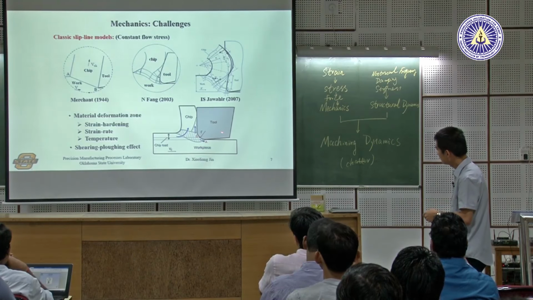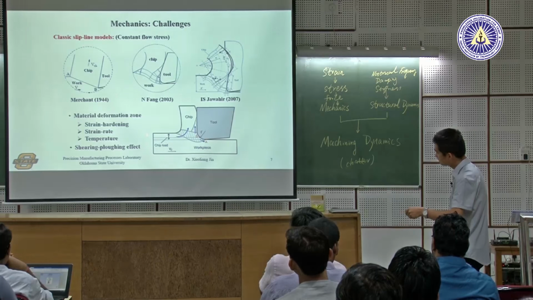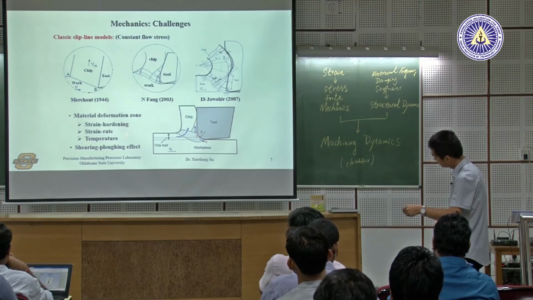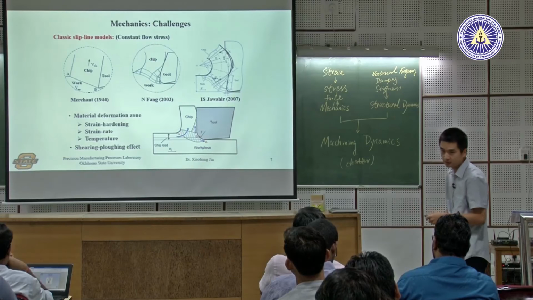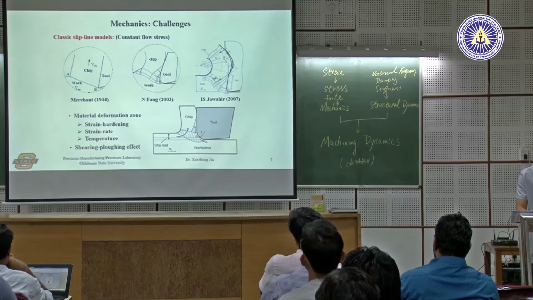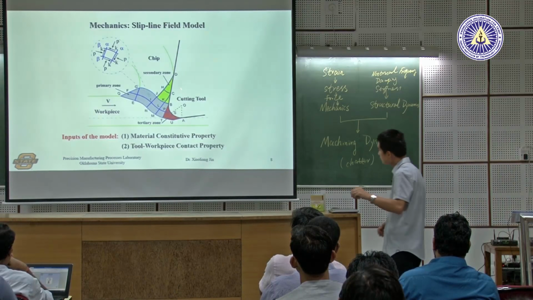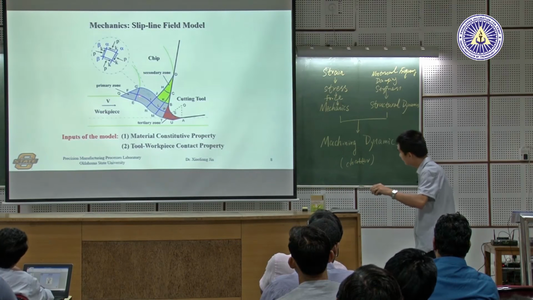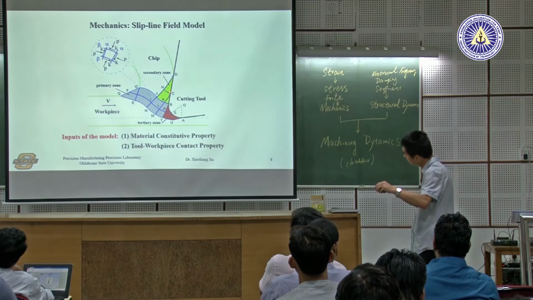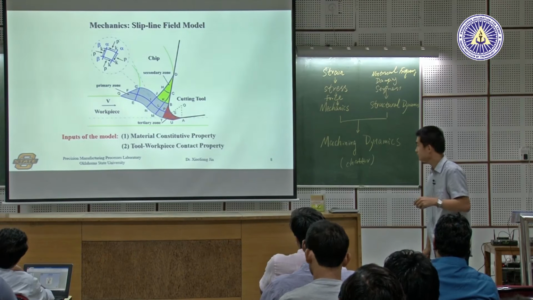But in our case, we just want to first consider the material property and also include this shearing and plowing effect due to the edge radius here. Okay, so here shows this material deformation region. The green region is the primary, the other green one is the secondary, and the tertiary is in the red color here.